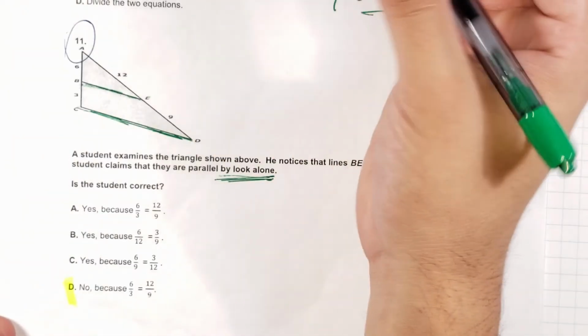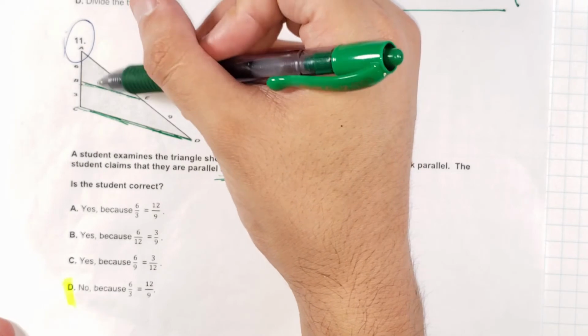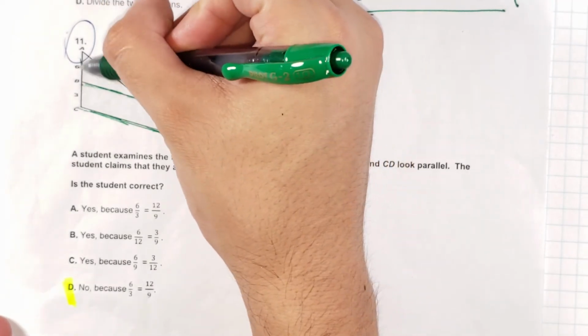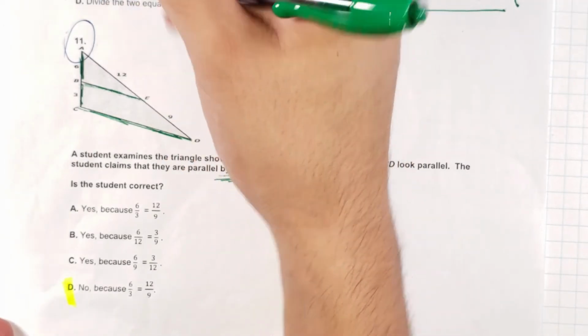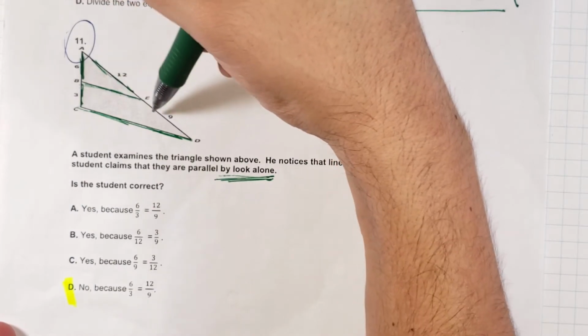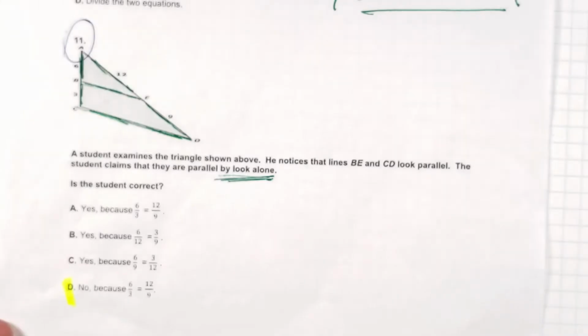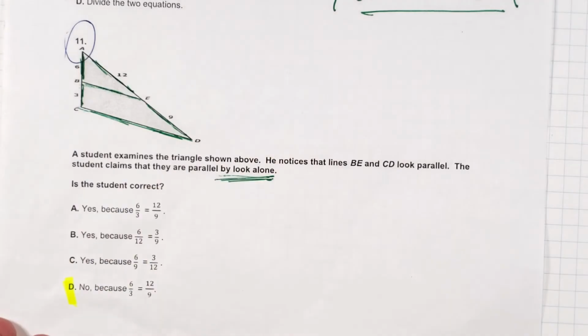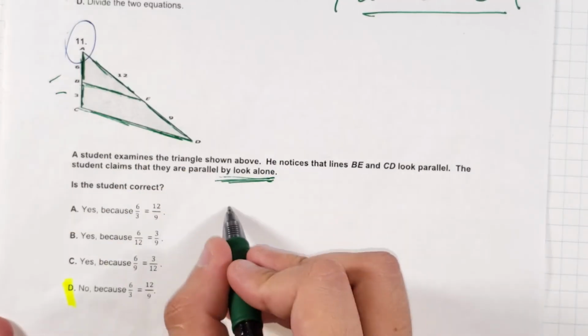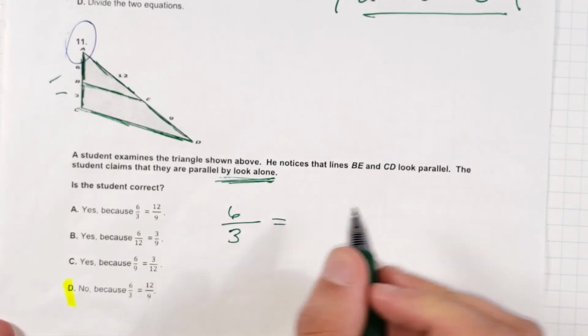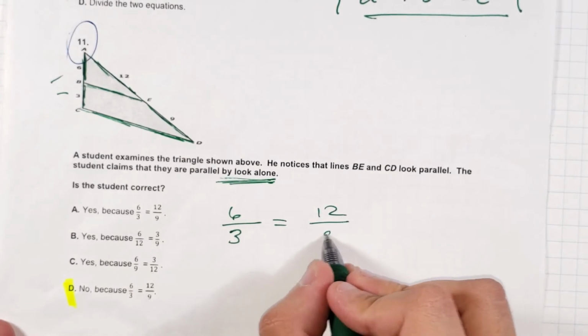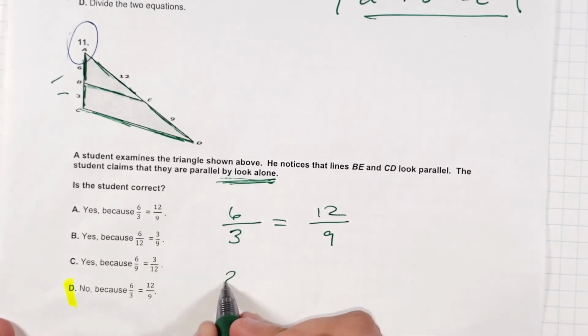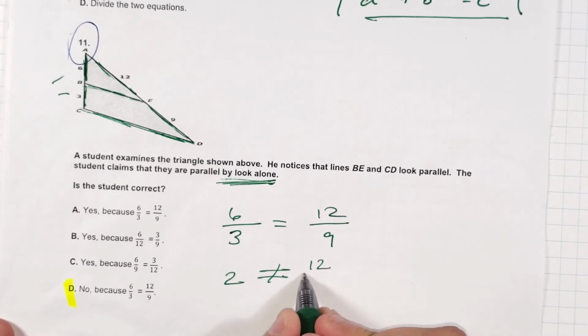Well, remember one of our principles said that these two lines in a triangle are parallel if the proportions of the sides involving the lines are equal. So that's what we do. We set up a proportion involving the sides. So 6 over 3 equals 12 over 9. And immediately you can see 6 divided by 3 is 2. It's not equal to 12 over 9. Okay?